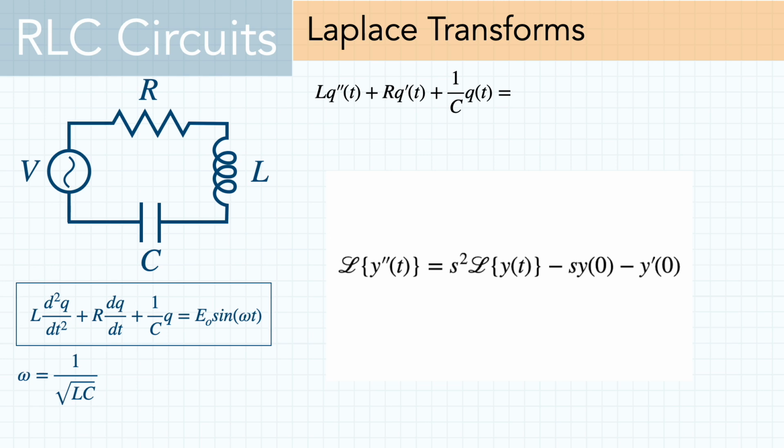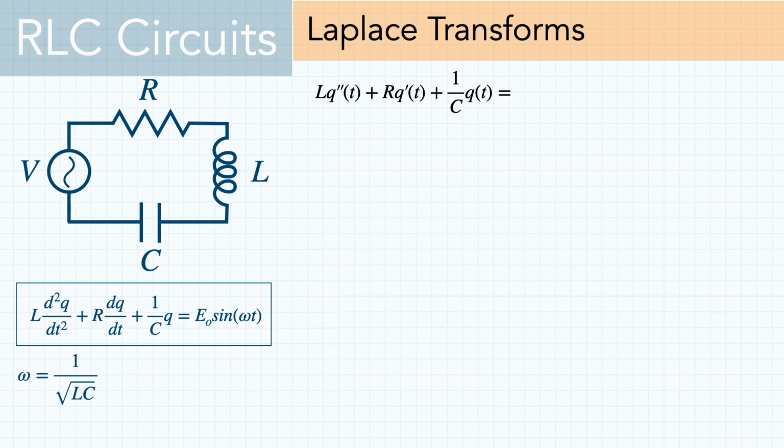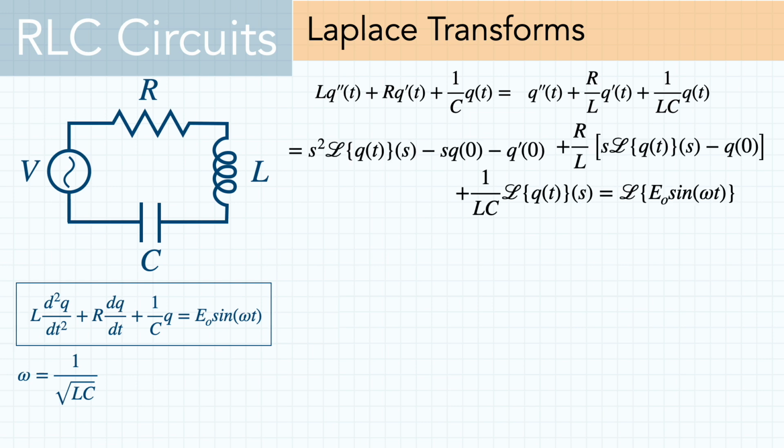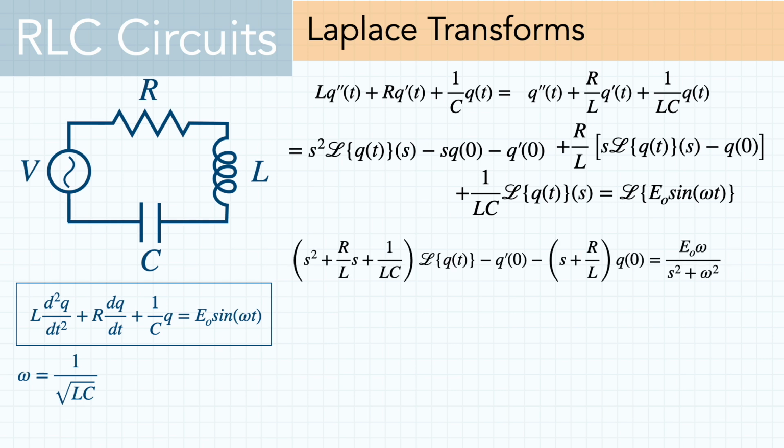And we use that for q double prime and q prime of t, and we plug the values right here. So first, in this, we're going to turn it into standard form by dividing all the terms by L, and then we use the definition of the Laplace of higher order derivatives, and we sub it into the equation. And then we set it equal to the Laplace of E naught sine omega t. We can group our terms, which are the Laplace of q of t minus q prime of 0 minus the ones corresponding to the q of 0. And this all equals E naught times omega over s squared plus omega squared, which is how you take the Laplace of a sine function.